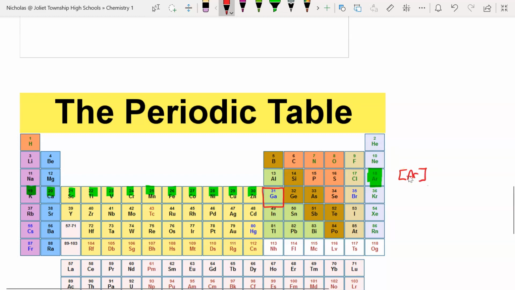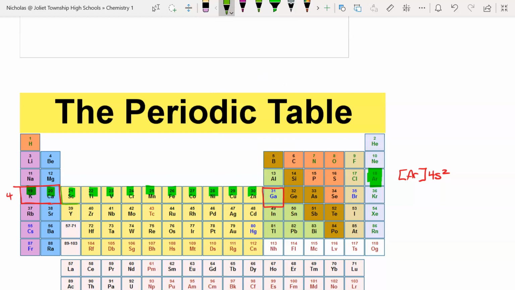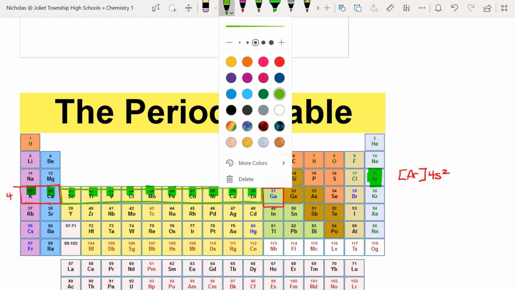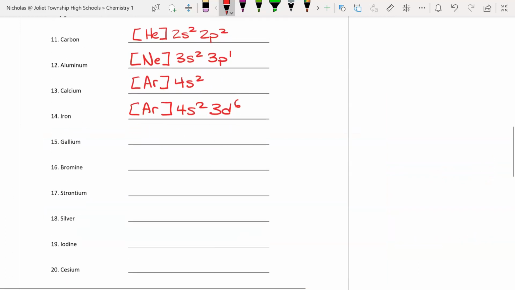Okay, so I have this S block that I need to make sure that I include, and this is the fourth row. So this is going to be 4s2. And then let me use a different color. So I also have this D block, the entire D block that I have to include. Okay, so there are 10 in the D block, so this is going to be 3d10. And then I end up at the first of the P's, so 4p1. All right, let me go put that back in.